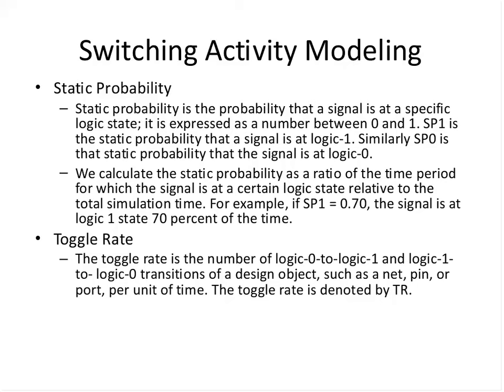So for example, if SP1 is 0.7, it is known that a signal is at logic 1 state 70% of the time. We do not need to know when the signal is 1. Let us say that total simulation time is 1000 nanoseconds. We do not need to know at which point the signal went to 1 or at which point the signal went to 0. We just need to know the total amount of time the signal stays at 1. Right? That is the only thing we want to know for static probability.